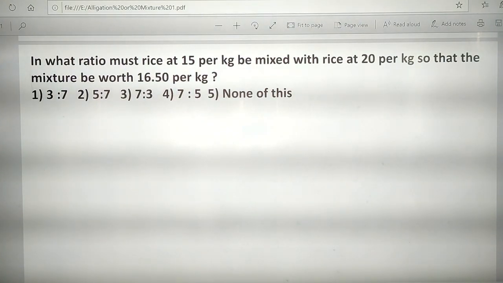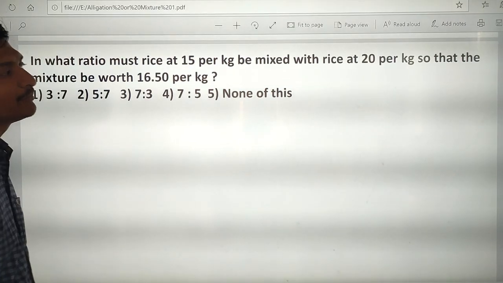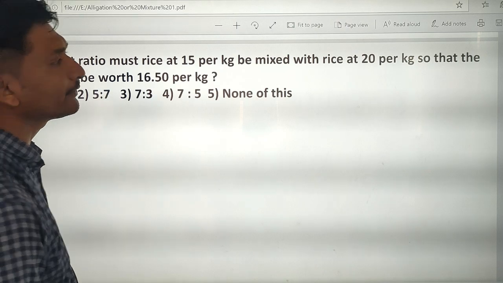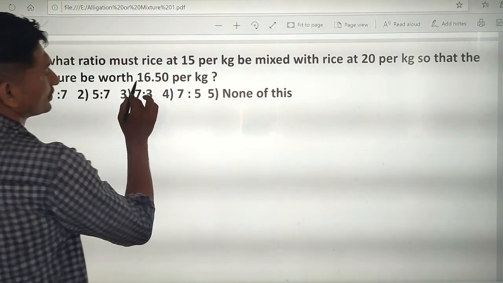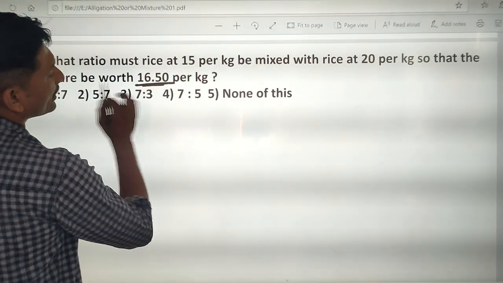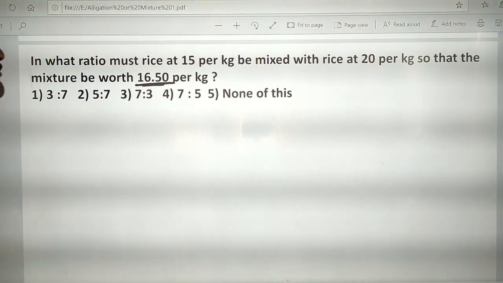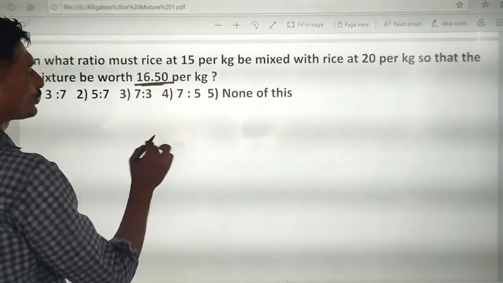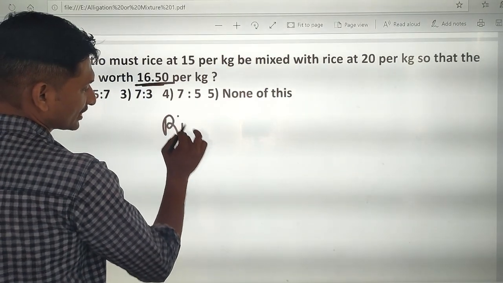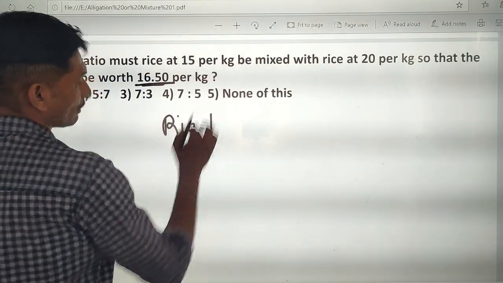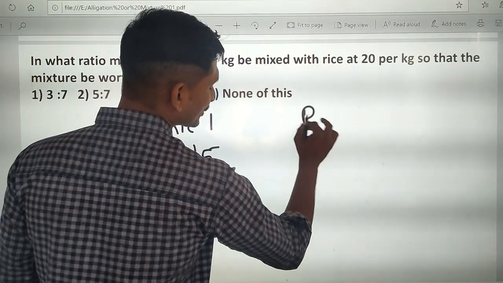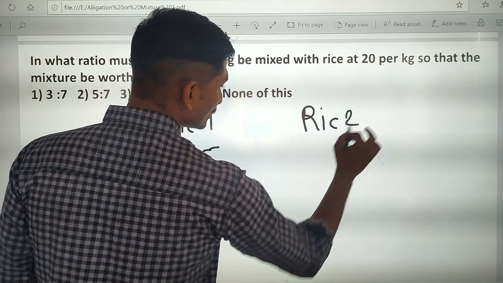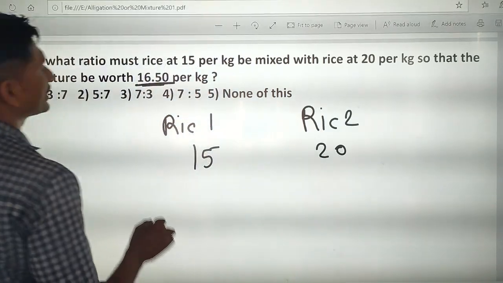In what ratio must rice at 15 rupees per kg be mixed with rice at 20 per kg so that the mixture is worth 16.50 per kg? There are two types of rice. Rice one is 15 rupees per kg and rice two is 20 rupees per kg. They are mixed.